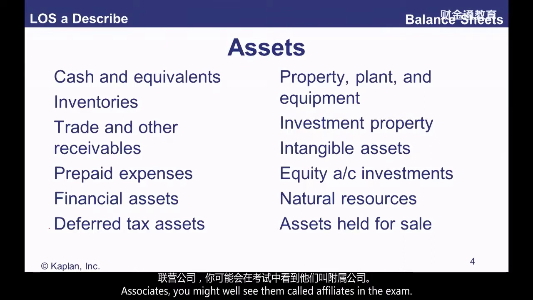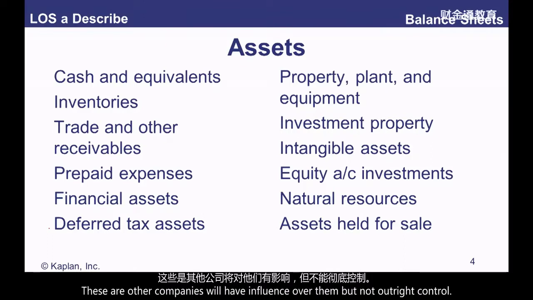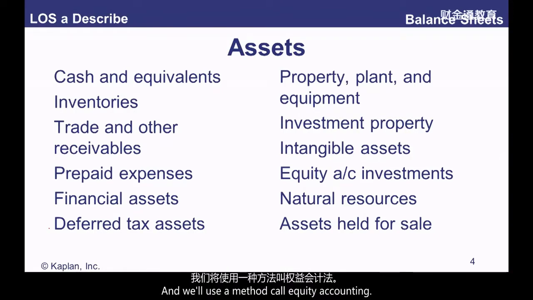Associates, you might well see them called affiliates in the exam. These are other companies where we have an influence over them, but not outright control. And we use a method called equity accounting. Now, we're not actually going to see that method in any great detail until we hit the level 2 syllabus.